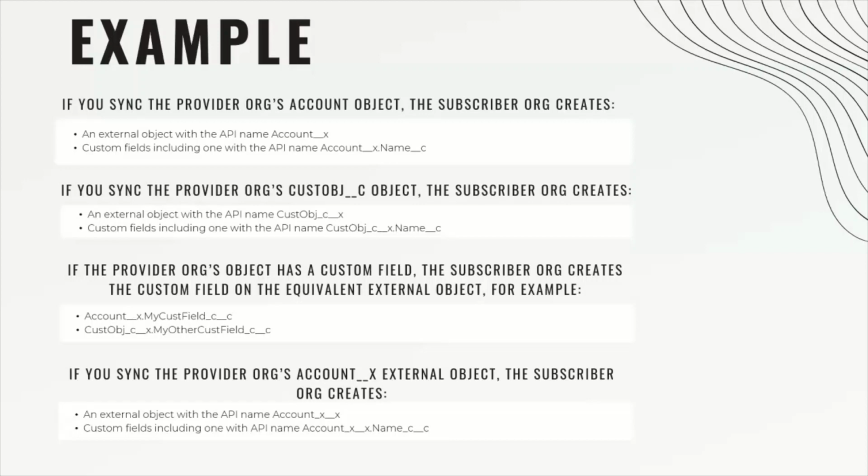If using the provider org's Account__x external object, the subscriber org creates an external object with the API name Account__x__x, with custom fields including one with the API name Account__x__x.Name__c__c. So this is basically the naming convention of how it will work.